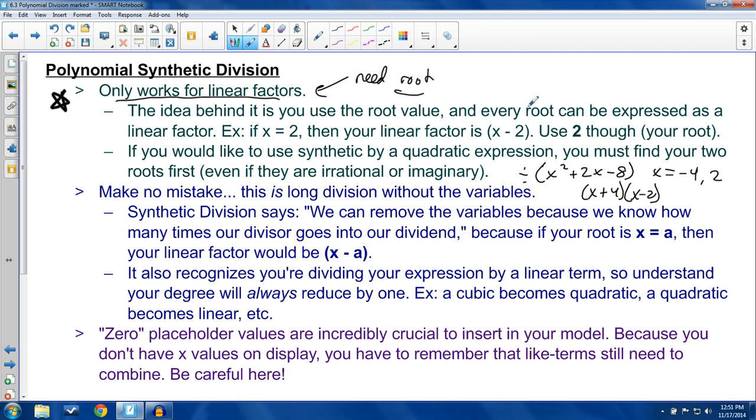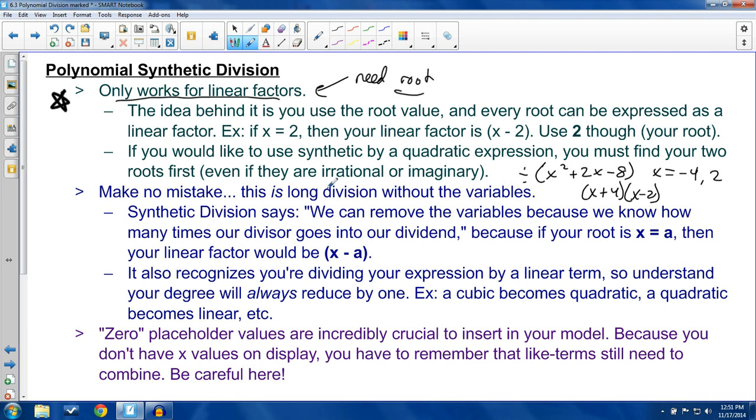Okay, now synthetic division is kind of easier in that way. If you have your root, then it's a way that you can go about doing these problems, and there's no problem with it. But the only thing is, I want you to make no mistake, long division and synthetic division are the same thing. In fact, after I do these synthetic division problems, we'll tie them in exactly and see how the numbers relate. Synthetic division says basically this.